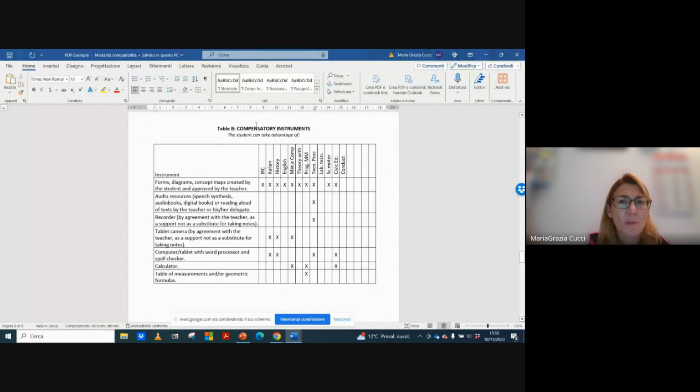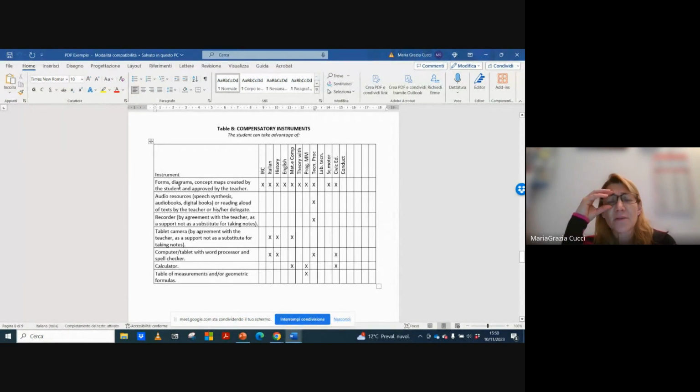So let's go on. Compensatory instruments. The student can take advantage of them. So he or she can take advantage. It is not compulsory. It is something that is helpful. It is something that can be inclusive. So we can use it for all students, which is maybe easier for us, instead of preparing the form, diagram, concept maps only for the student.